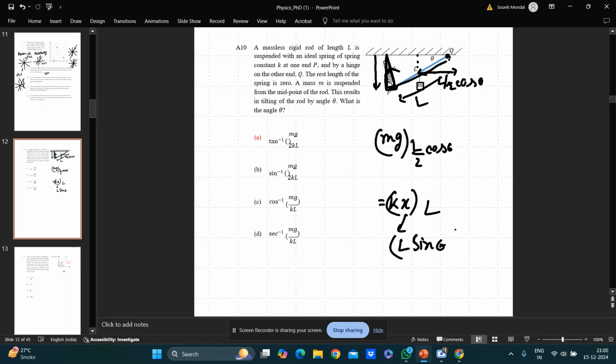If you equate the net torque to zero in this equation, you will get tan inverse of mg by 2kL.